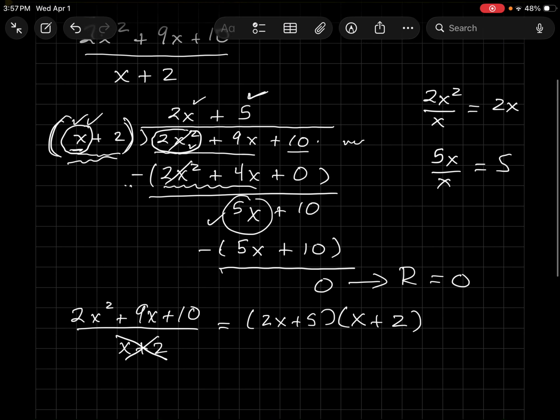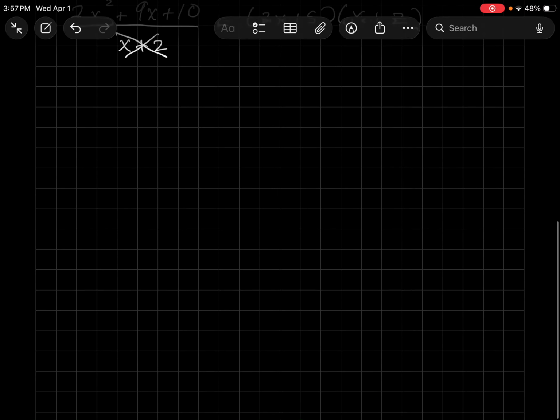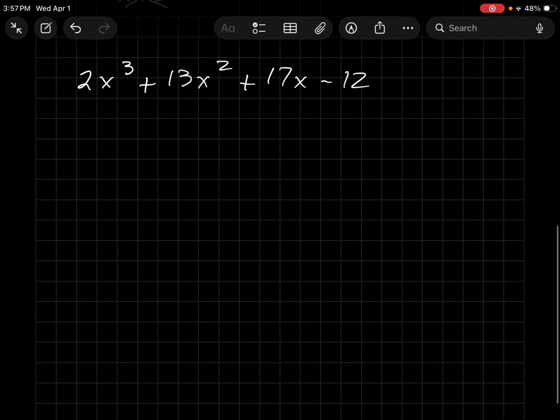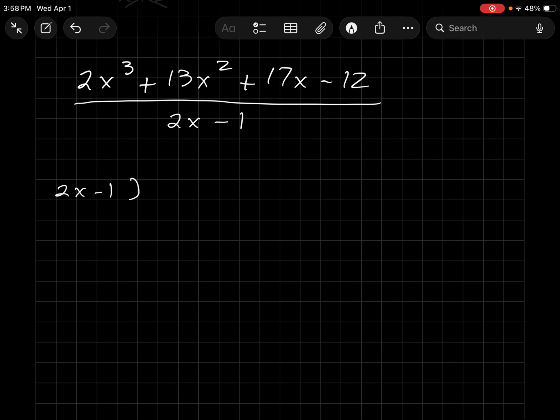Let's take a look at another example. Consider the polynomial 2x cubed plus 13x squared plus 17x minus 12. And we want to divide this by, let's say, 2x minus 1. I will rewrite my problem so that I can do my polynomial long division. I'll put 2x minus 1 over here, and then inside I'll get 2x cubed plus 13x squared plus 17x minus 12.